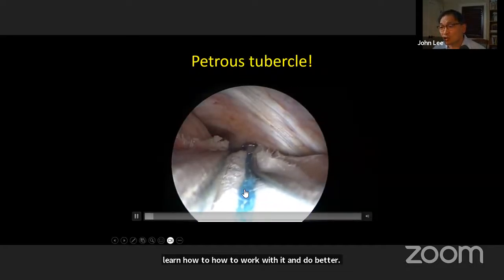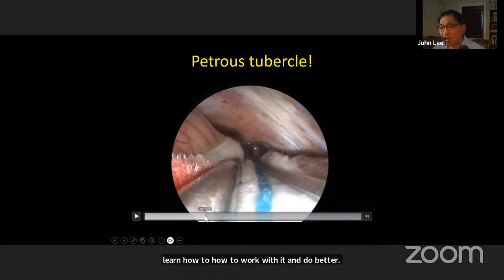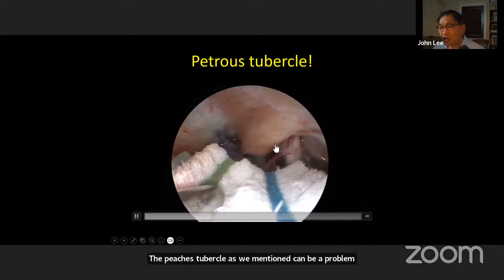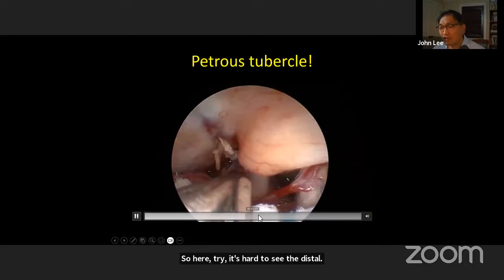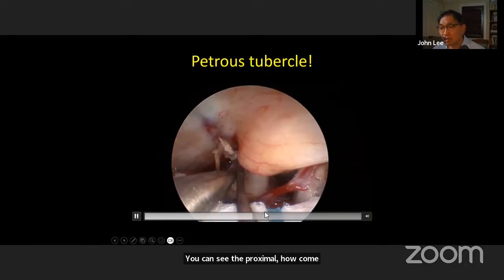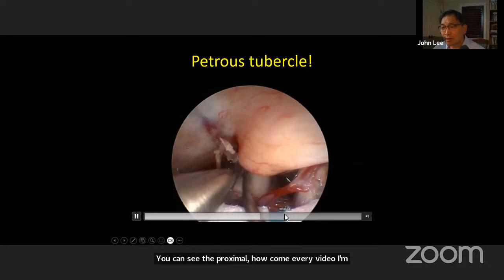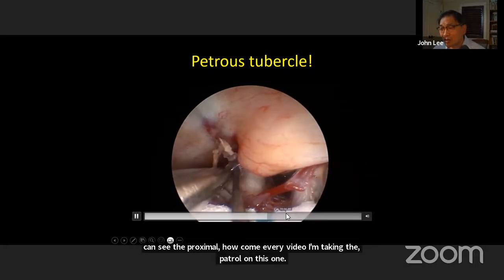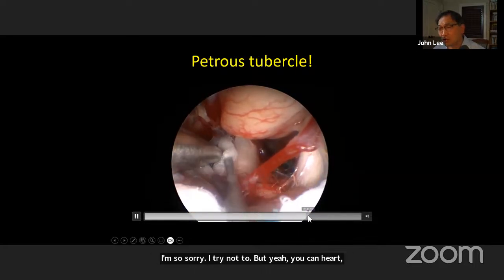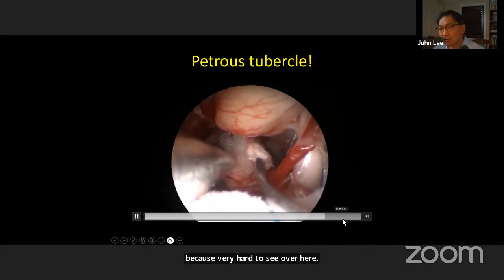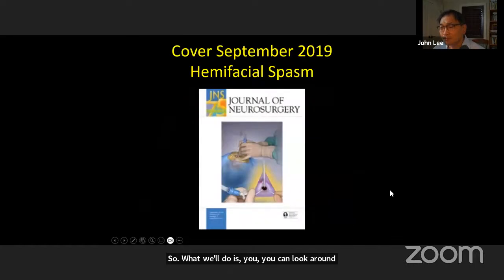The petrous tubercle, as we mentioned, can be a problem. So here, it's hard to see the distal. You can see the proximal. How come in every video I'm talking about the petrosal in this one? I'm so sorry. I try not to. But yeah, it's very hard to see over here. So what we'll do is you can look around. Sometimes I'll do the one-handed, although I don't think I have a video of that here.